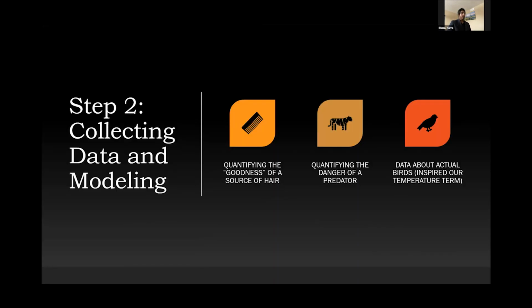So for collecting our data for this term, we decided to try to quantify some of the other terms that are a little ambiguous. So for example, the goodness of a source of hair doesn't make too much sense initially. The danger of a predator also is kind of hard to define. And also we needed a bunch of data about which birds actually practice Kleptotrichy.